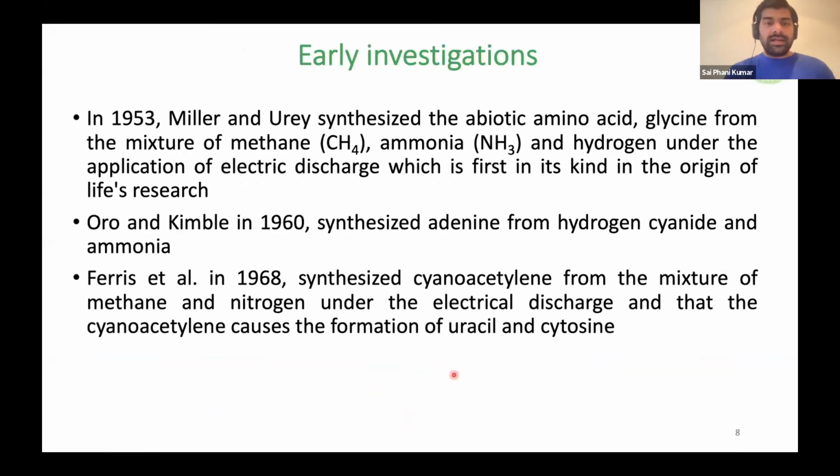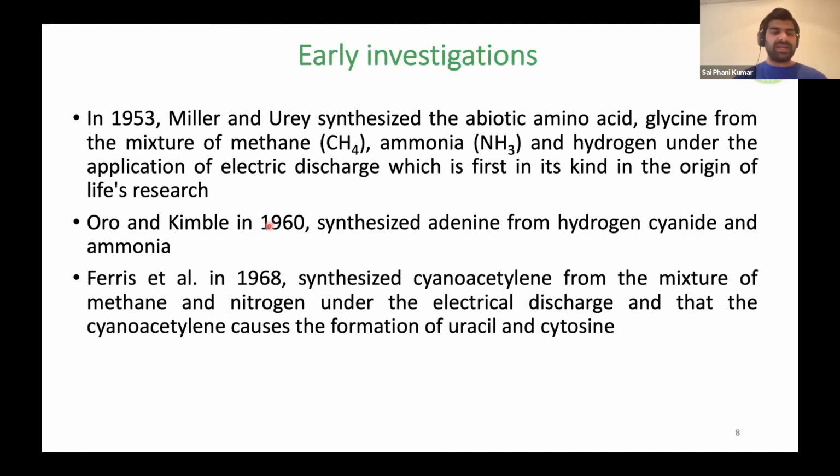Okay, let's talk about the early investigations. In 1953, the first experiment was conducted by Stanley Miller and Urey. They synthesized the abiotic amino acid glycine from a mixture of methane, ammonia, and hydrogen under the application of electric discharge, which was the first of its kind in origin of life research. And people felt that it was path-breaking and it could lead to many unanswered questions in science.